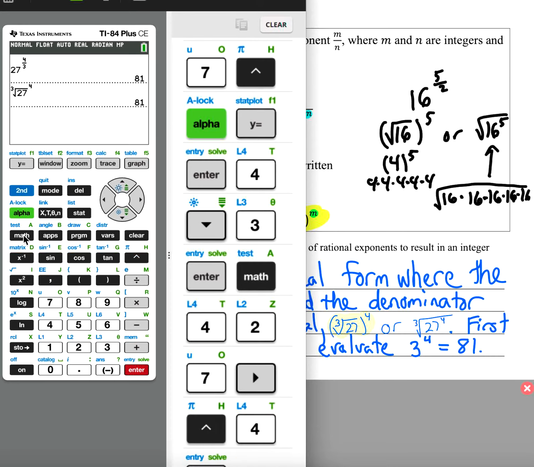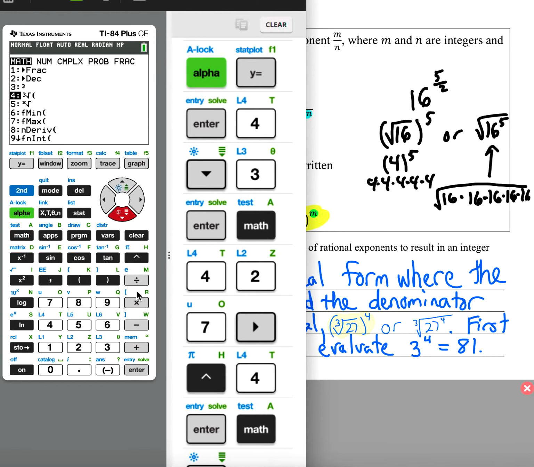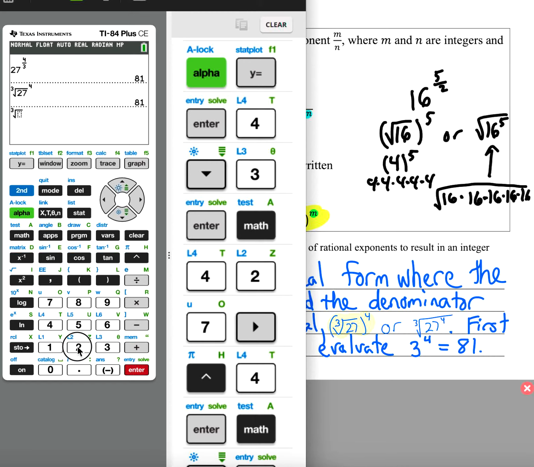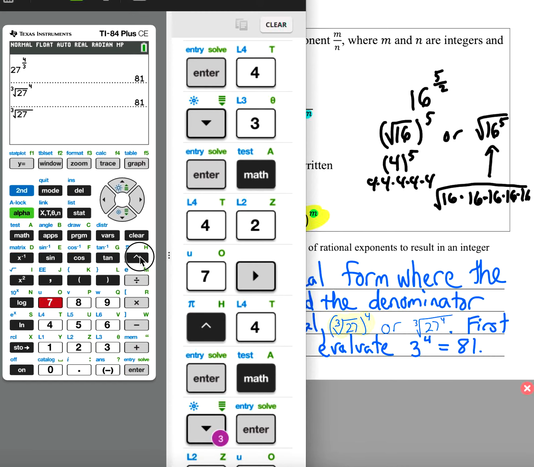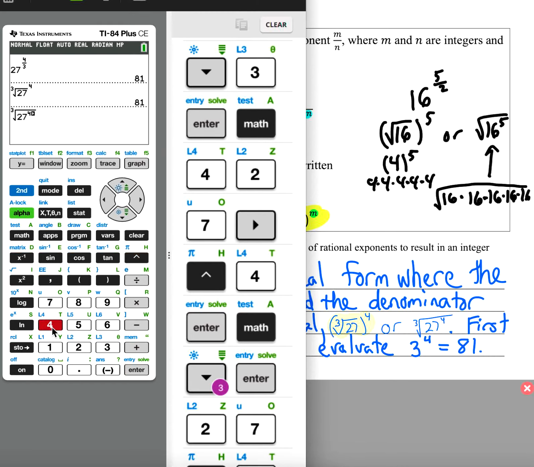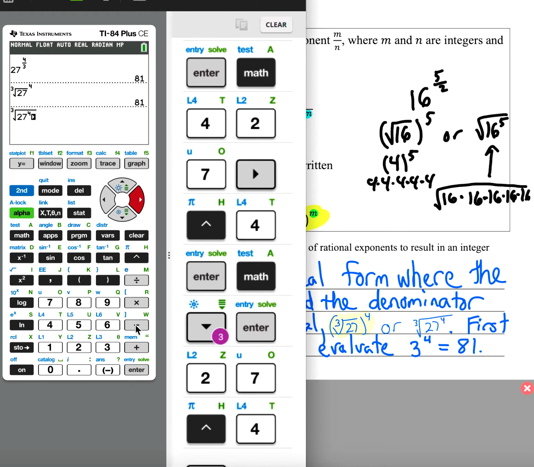Or you could do it the other way. You could do the cube root of 27 to the 4th. So that 4th, oops, it's staying inside that cube root. And you'll see we will get 81. So it's all the same. It's all equivalent ways of finding the solution.